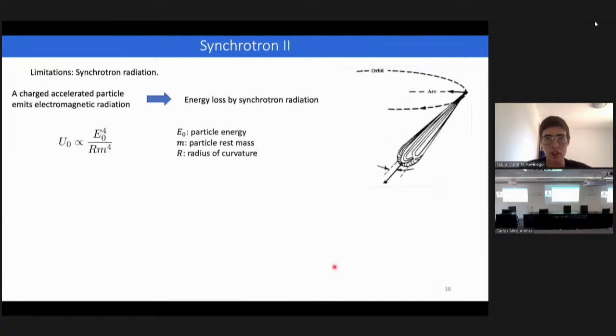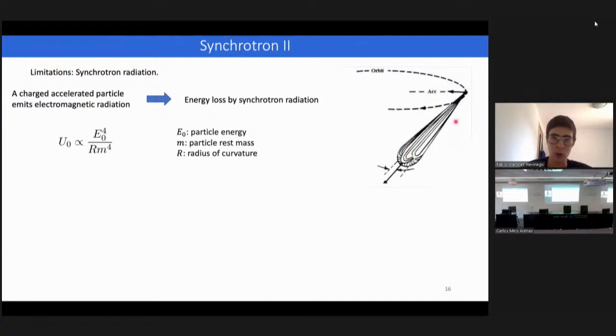And the limitation of synchrotron radiation is a little bit more complex idea, because it's based on the fact that a charged accelerated particle emits electromagnetic radiation. So if I have a charged particle that is traveling in circles, it is accelerated because it's traveling in circles, and then it will emit synchrotron radiation. As you can see here, this is synchrotron radiation.